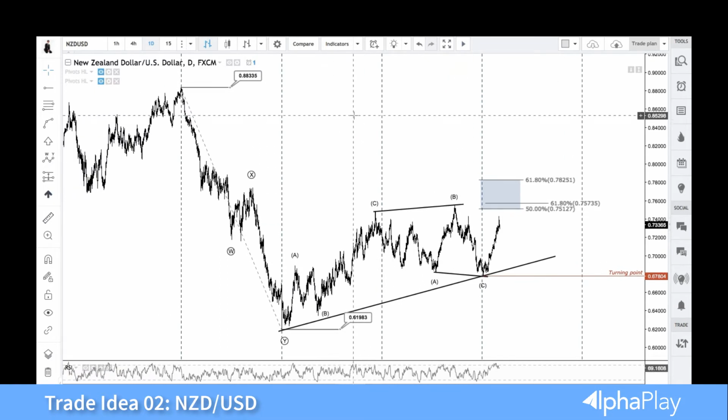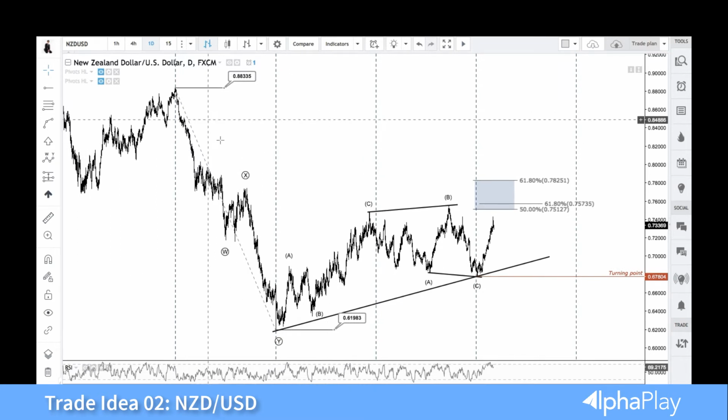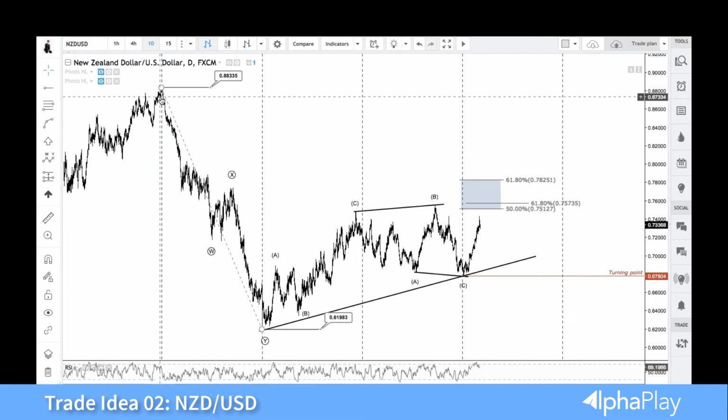So what I'm seeing over here on the daily perspective is since the top at 0.8833 back in 2014 and the drop from there on all the way to 0.6198 somewhere at 2015 August. That is an impulsive move, no doubt about that. Price moved pretty quick and significantly, and I'm seeing that it is a three-wave structure, W, X, and Y.